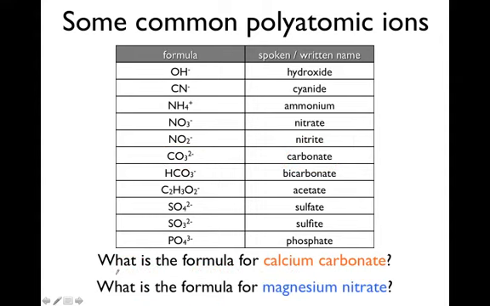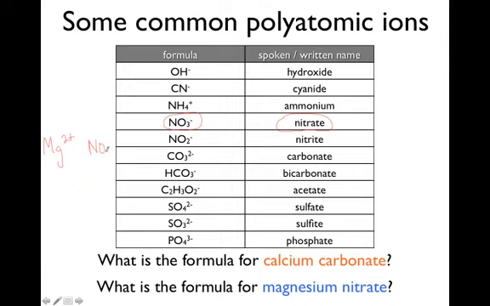Here is another question. The question is, what is the formula for magnesium nitrate? So again, this requires you to know, and I'm just telling you at this point, that the preferred charge of magnesium is positive 2. So let's write it there. And let's look up nitrate. Nitrate is over here. And the formula for nitrate is NO3 with a charge of negative 1.